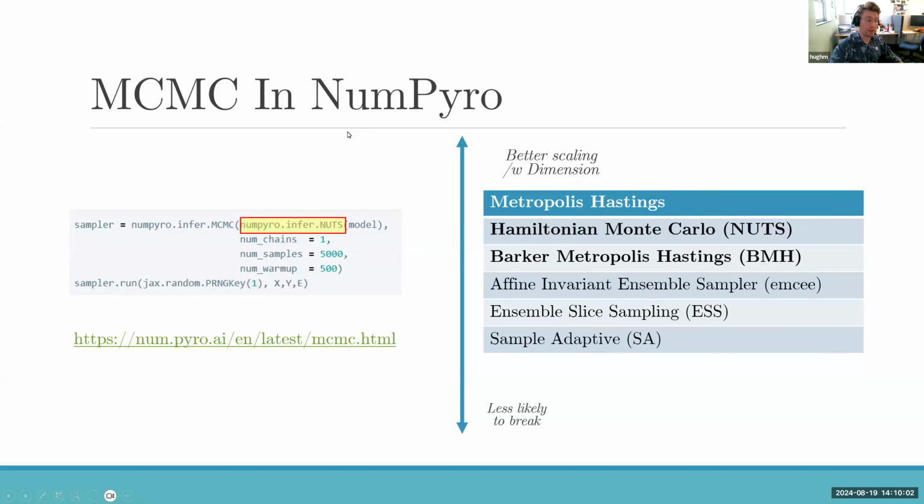If you spent much time in NumPy, you'll know that the beauty of using these is it really is as simple as swapping out one line. When you're constructing your MCMC sampler, you just say, hey, I'd like to use this algorithm, please. You change out this one line here, and you have access to about these 5 different things here.